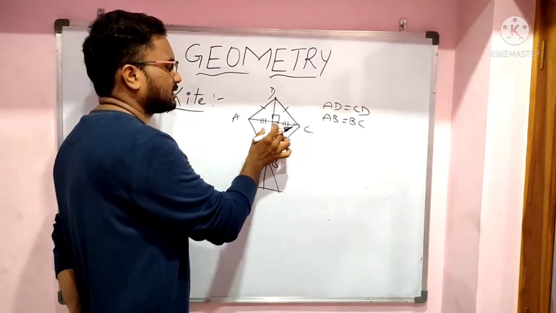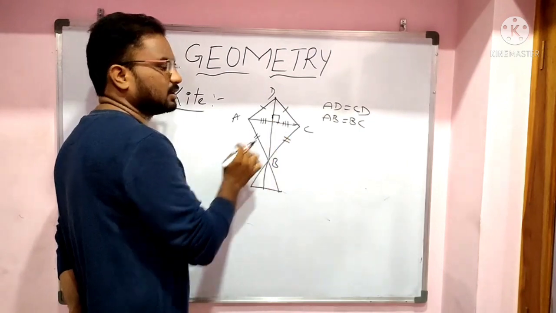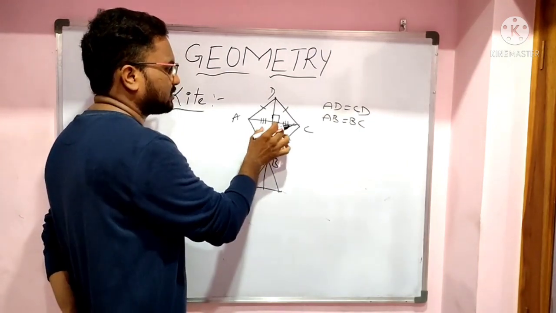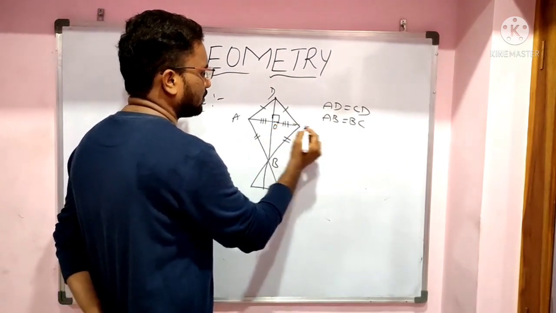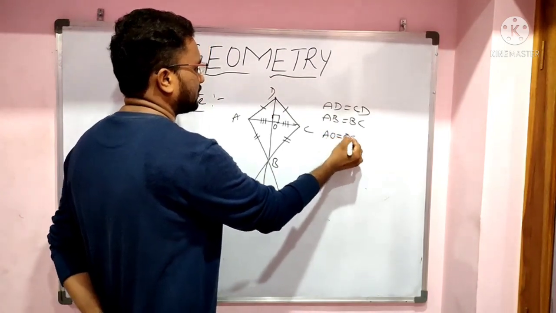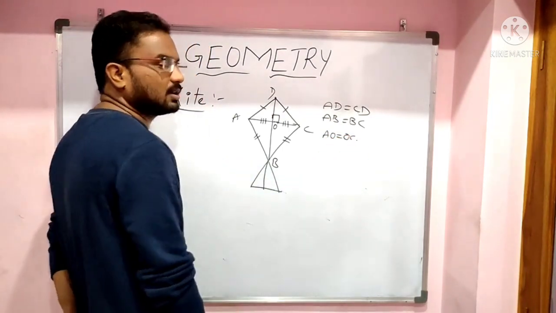The longer diagonal bisects the shorter diagonal perpendicularly. That means, let us say, this is AO equals OC. This is the kite.